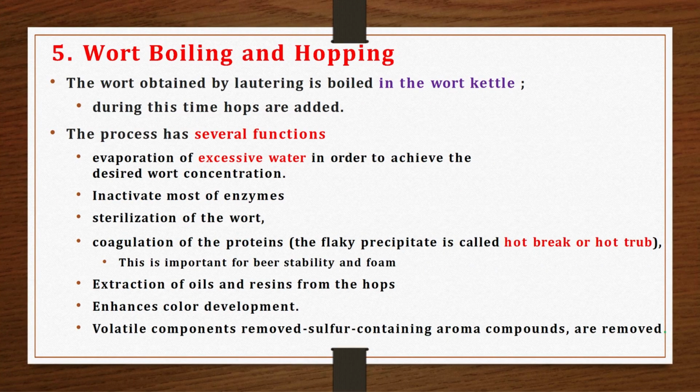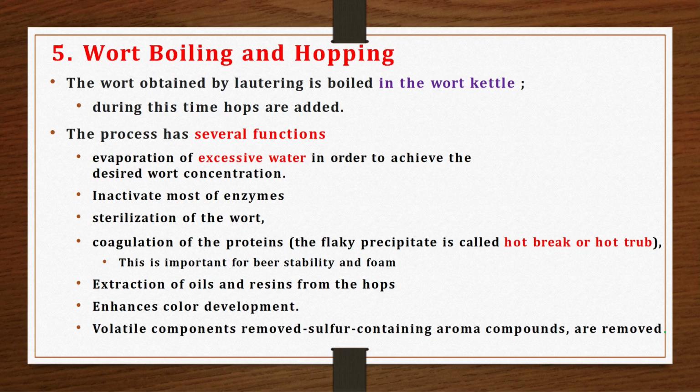Following this we have 5. Wort boiling and hopping. The wort obtained by lautering is boiled in the wort kettle, and during this time hops are added. This process has several crucial functions: evaporation of excessive water to achieve the desired wort concentration, inactivating most of the enzymes, sterilization of the wort, coagulation of the proteins.